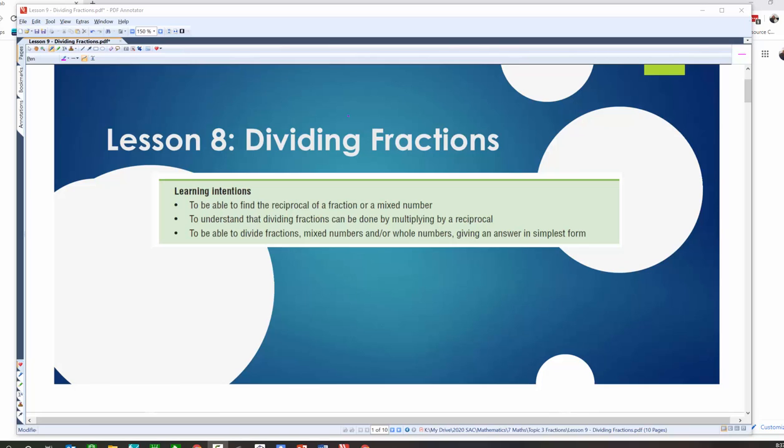Probably the toughest concept to pick up in fractions is dividing them. But actually, if you picked up or understood multiplying fractions yesterday, dividing fractions should not be such a difficult task. All right, so what we're going to do today is be able to find the reciprocal of a fraction or a mixed number, and also work out what the word reciprocal actually means. To understand that dividing fractions can be done by multiplying by a reciprocal, to be able to divide fractions, mixed numbers, and/or whole numbers, giving the answer in its simplest form.